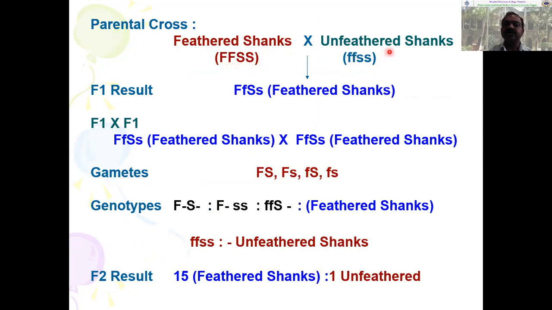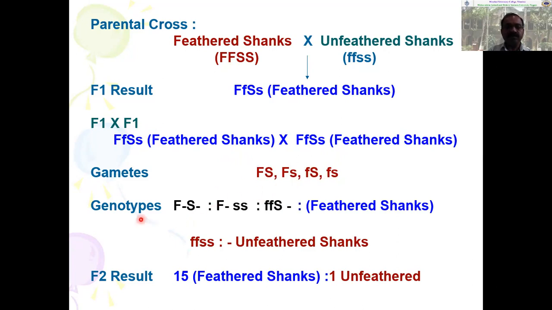When it is crossed with the unfeathered shank, as everybody knows, its genotype is only small ff, small ss. So all F1 would be capital F, small f, capital S, small s. All F1 would be the feathered shanks. Whenever the F1 are crossed amongst themselves, feathered with feathered shanks, it will have 4 male gametes: capital F capital S, capital F small s, small f capital S, and small f small s. So both male and female have all 4 types of gametes.